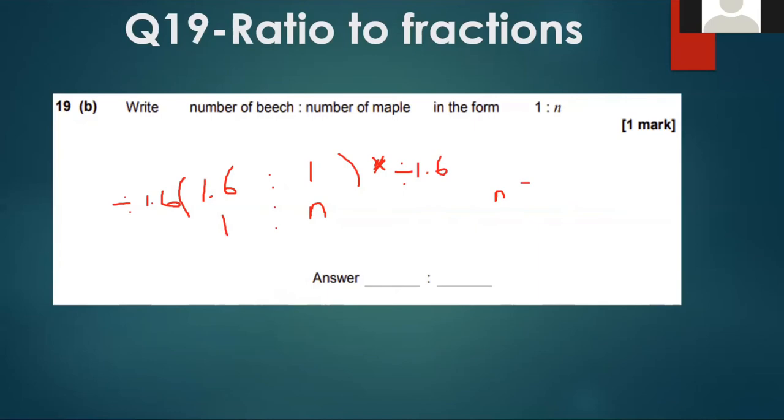So n equals 0.625. So the answer is going to be 1 to 0.625. Okay, so make sure that when you express ratios, guys, that you are dividing or multiplying by the same amount on each side of my ratio. Okay, so that is the answer to part B, guys.